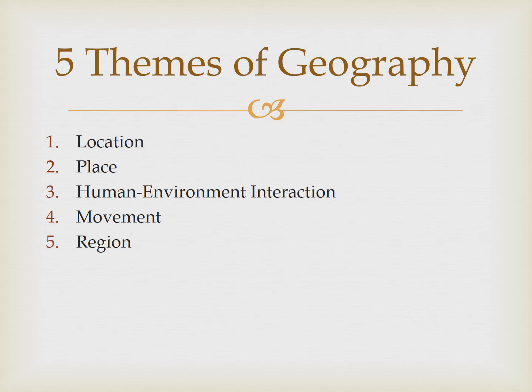Now, in the 1980s, National Geographic and the National Geographic Society created the 5 themes of geography to try and better organize our understanding of geographic or spatial concepts. So these are the 5 themes: location, place, human environment interaction, movement, and region. And we're going to organize this first unit about thinking geographically, thinking spatially. We're going to organize all of our content within these 5 themes of geography.